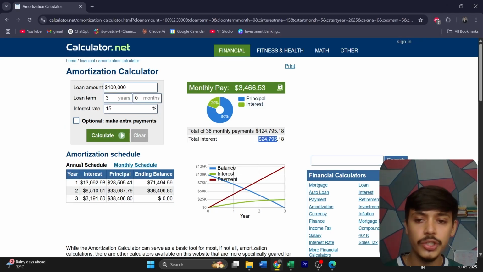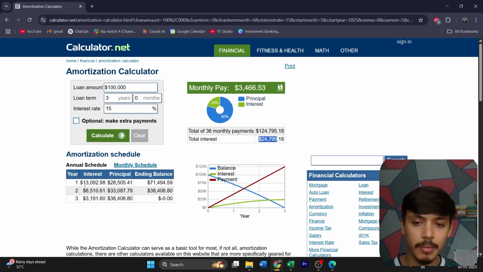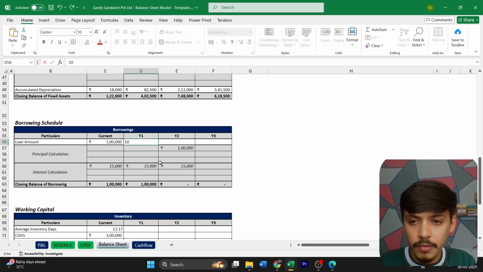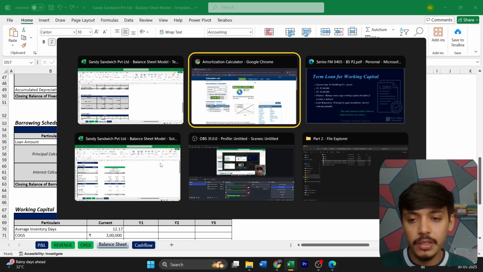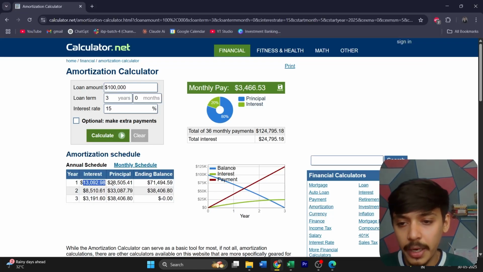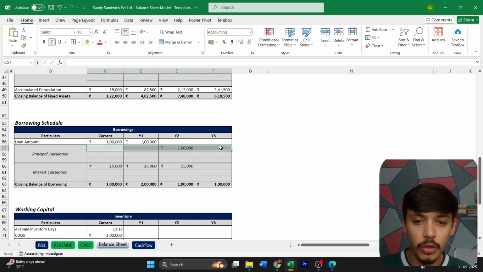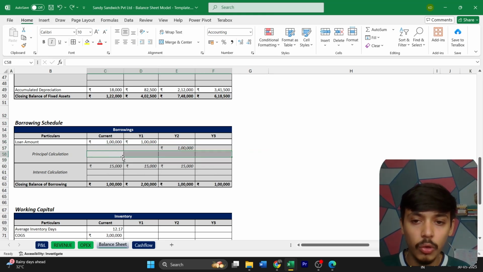As we are making the balance sheet on an annual basis, we will take these amounts and plug them into our balance sheet. First, we need to account for the loan that is added, which is 1 lakh rupees. The principal amount that we have paid is 28,505. So this was the principal calculation. This was for current, this was for year one, and this is for year two. Since we are not taking a loan in year three, we have not added a line over here.